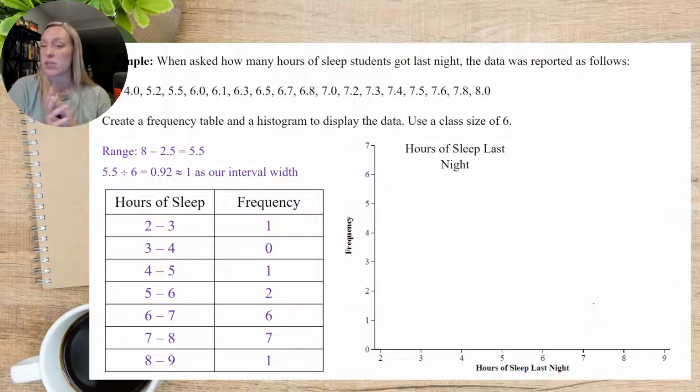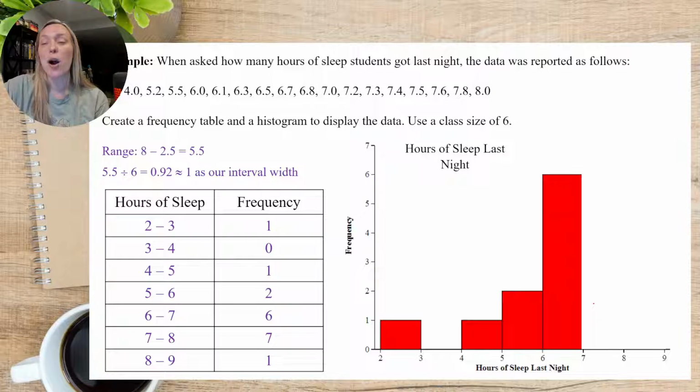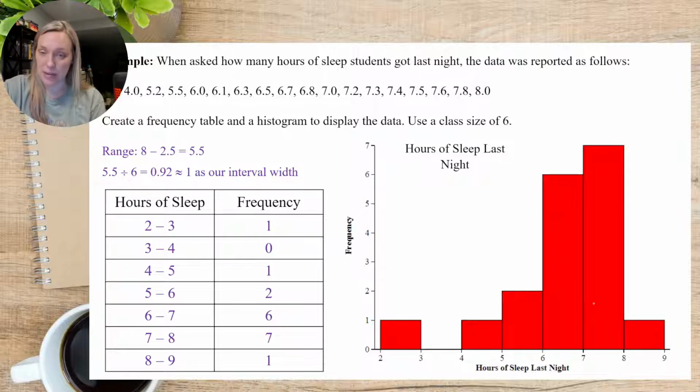So it starts with hours of sleep last night. On my x-axis, I'm going to start at 2. Go up by 1, which is my class size. And then I just fill in the bar heights with the frequency table.